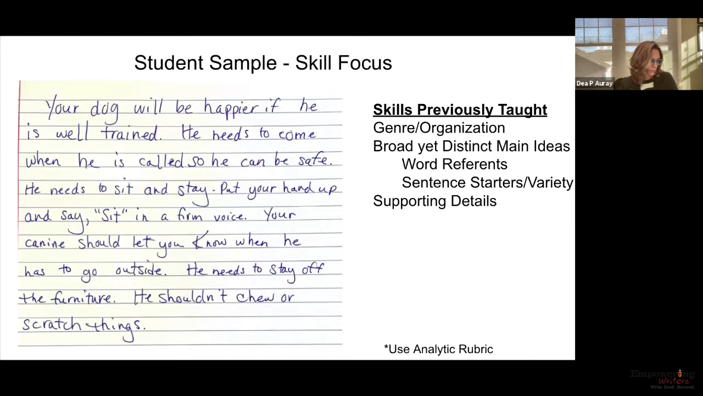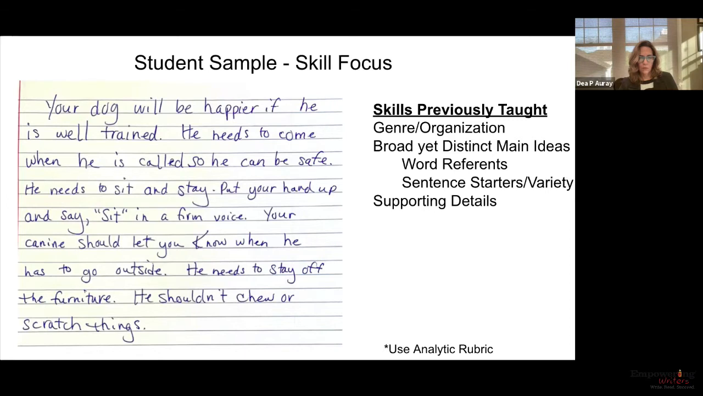He needs to come when he is called so he can be safe. He needs to sit and stay. Put your hand up and say, sit, in a firm voice. Your canine should let you know when he has to go outside. He needs to stay off the furniture. He shouldn't chew or scratch things.